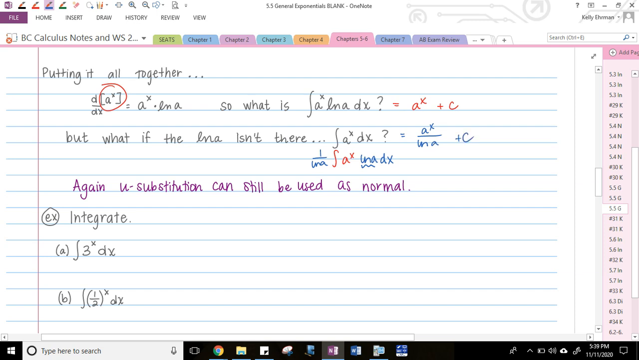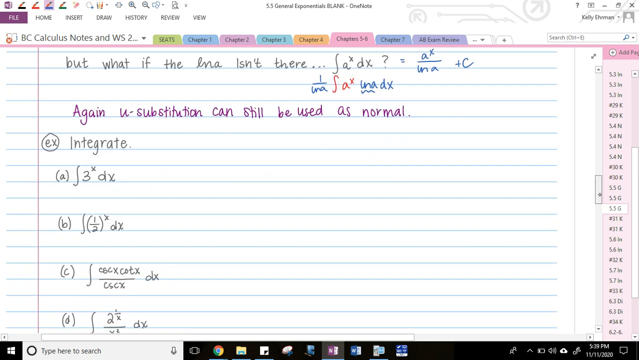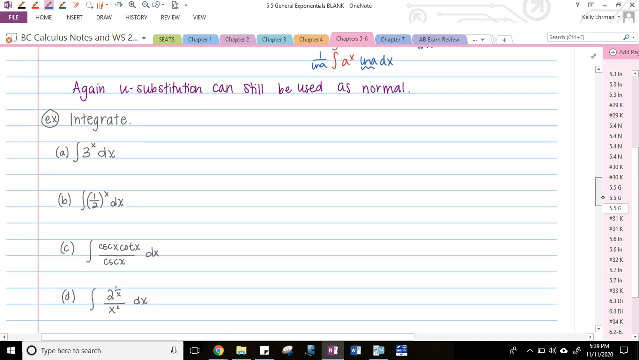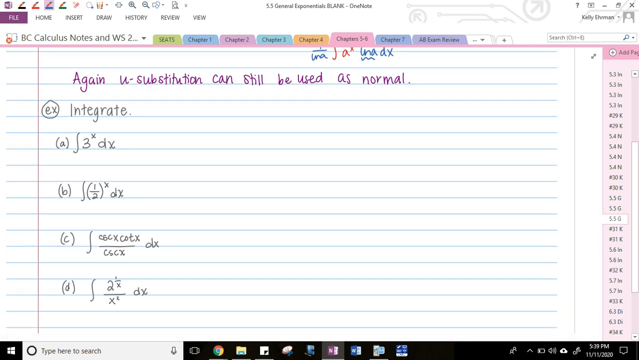The way I have it memorized is just to say that I know the derivative of a to the x is a to the x times natural log of a. So I know that the integral, or antiderivative, is a to the x divided by natural log of a. I just have it memorized in that way to keep it straight.